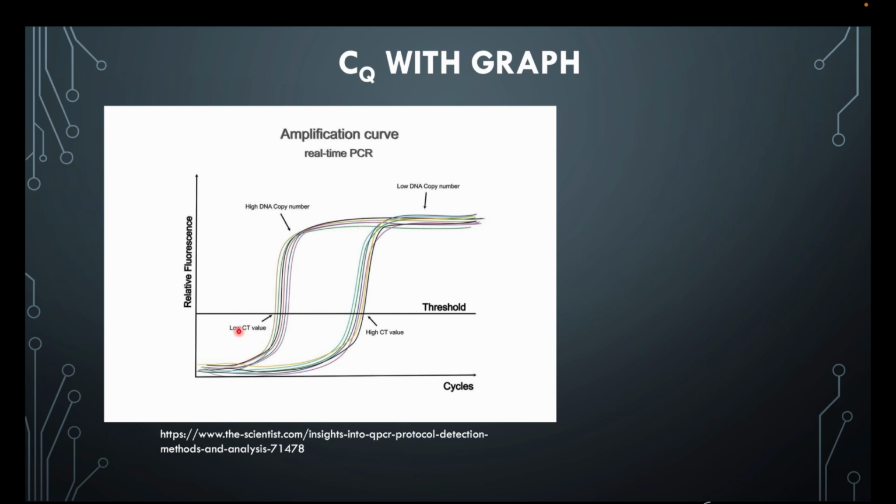You can see this is a threshold. You put a baseline, okay, this is the baseline after which fluorescence can appear and my reaction can be visible. So a low CT value means your DNA is of ample amount, and a high CT value means your DNA is of lower amount.